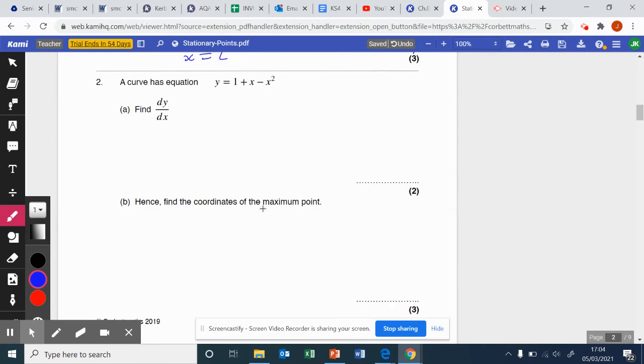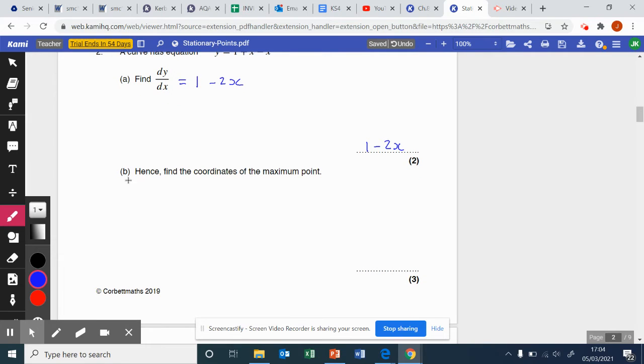Okay, a curve has equation y equals 1 plus x minus x squared. Find dy dx, okay? dy dx is going to be, well, 1 differentiates to 0, x differentiates to 1, minus x squared becomes minus 2x. And then we write down our answer. And then, hence, find the coordinates of the maximum point. Again, a maximum point is a type of stationary point. So we need our dy dx to be equal to 0.